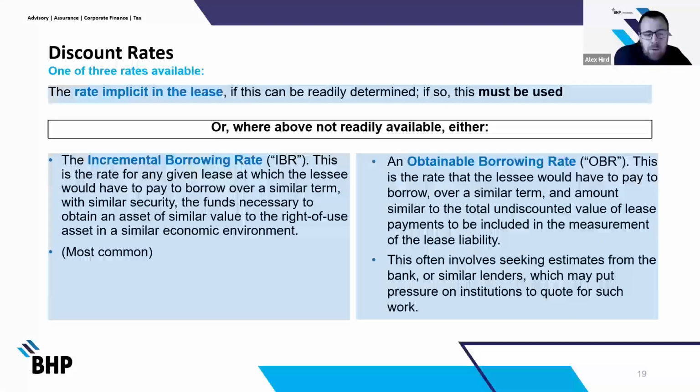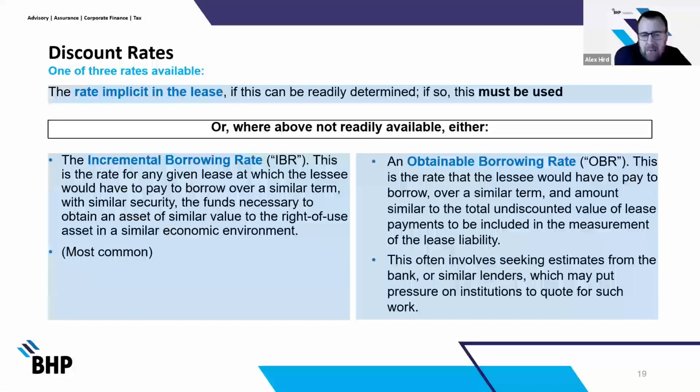What is expected to be the most common type of rate is the incremental borrowing rate. This has a little bit of waffle around it, which is essentially the estimated rate for that lease, which we think a lessee would have to pay to borrow over a similar term with similar security to get a similar asset. Now that sounds very complicated. So why would it be the most common one?